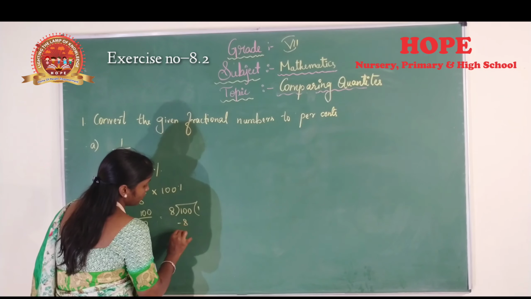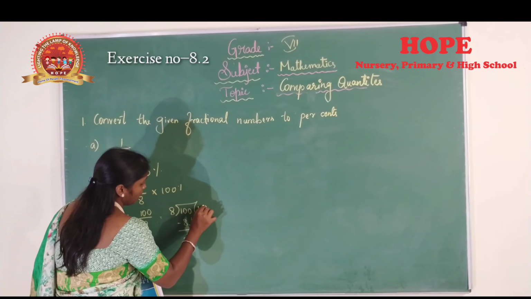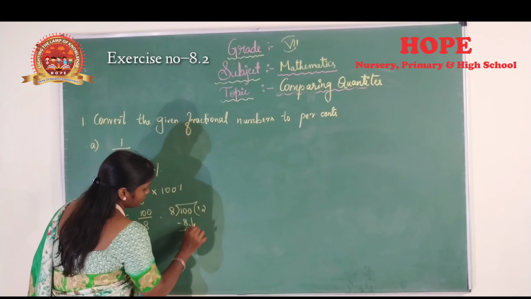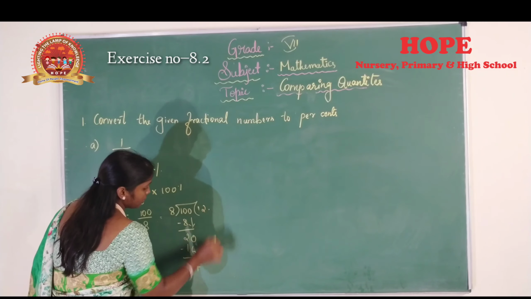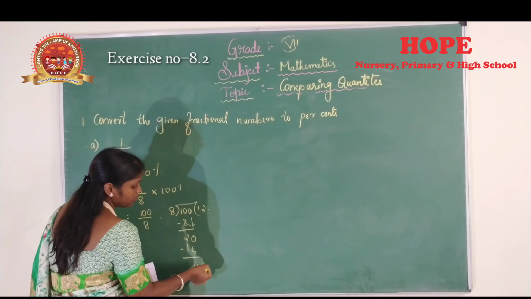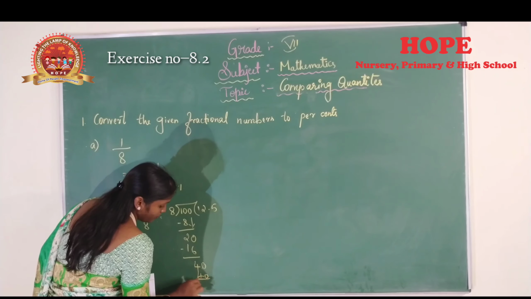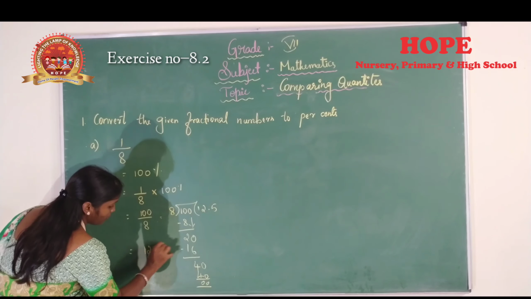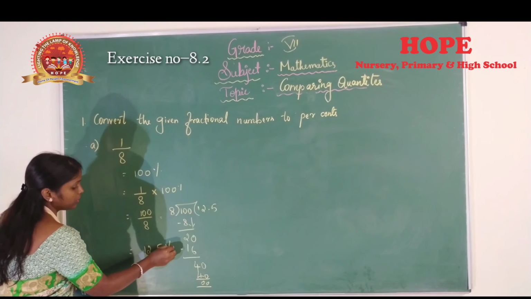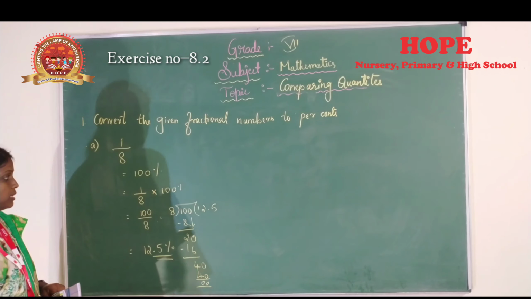8 1s are 8, 2 is 0, 8 2s are 16, 4. Place the decimal, and you will be eligible for taking a 0. 8 5s are 40, 0, 0. So the answer is 12.5%. This is how we convert the fraction into the percentage.